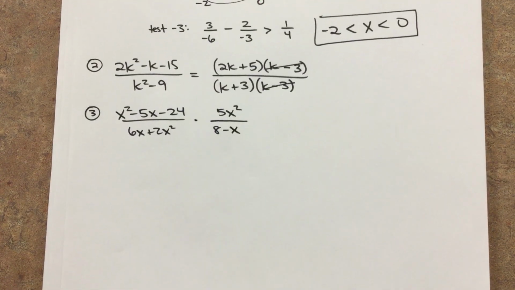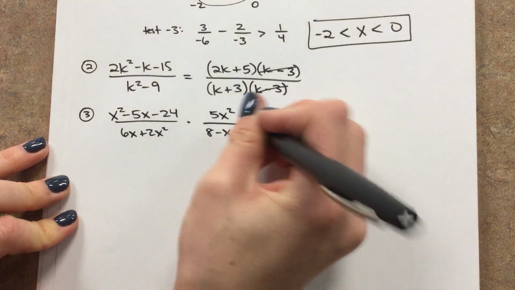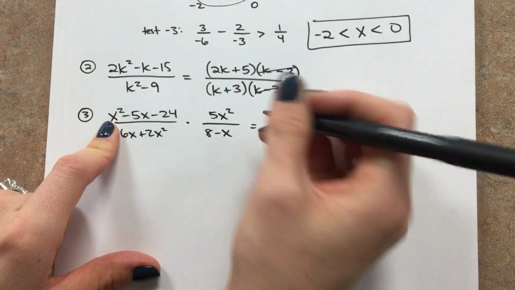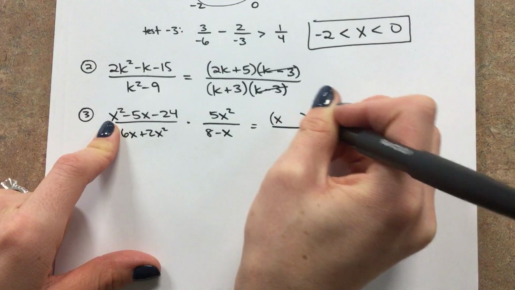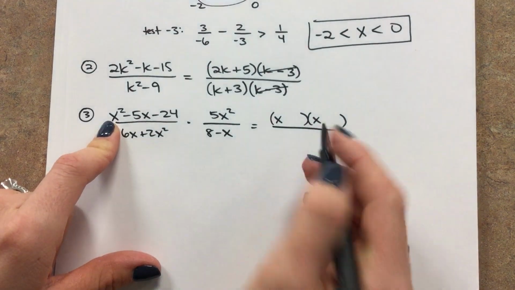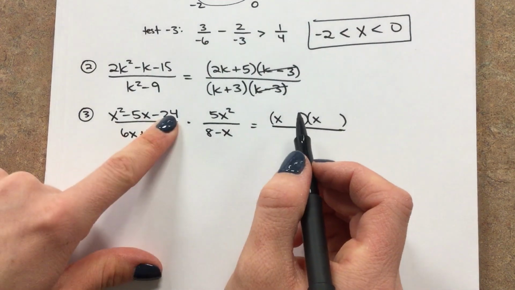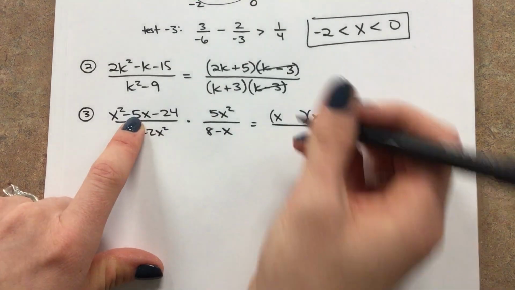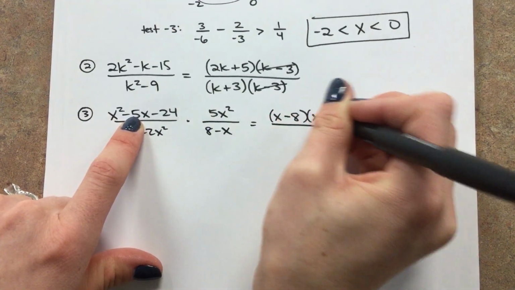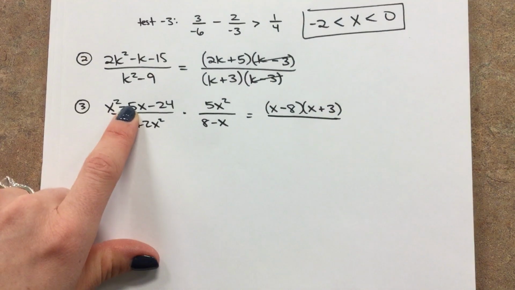All right, so this one, the numerator here can factor down. So the x squared, we just start with x times x, kind of your normal factoring. And then these numbers are supposed to be multiplying to a negative 24 and adding up to a negative 5x. That would be a negative 8 and a positive 3.